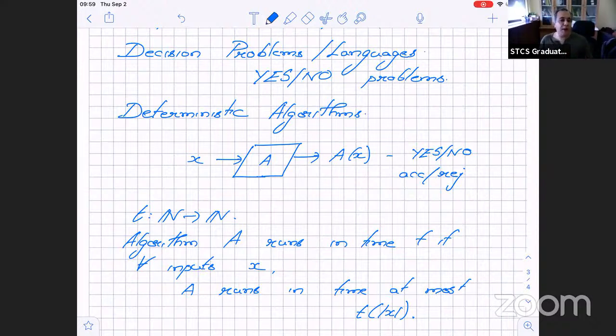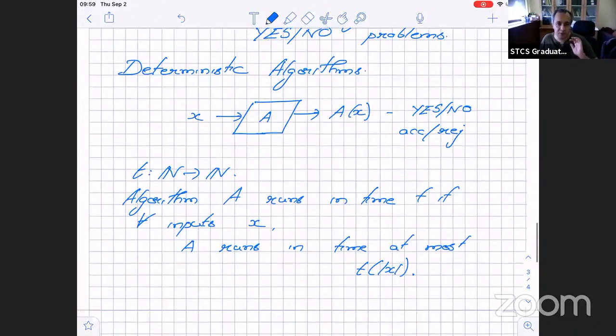To be very formal, I would have to specify what sort of functions T I am allowed. This will also be a distraction for us. The only T's that we will be talking about in this course are of the form poly n, like n square, n cube, n power c, or of the form exponential, 2 power n, 2 power n square. These will be the permissible T's, and we'll work with this.